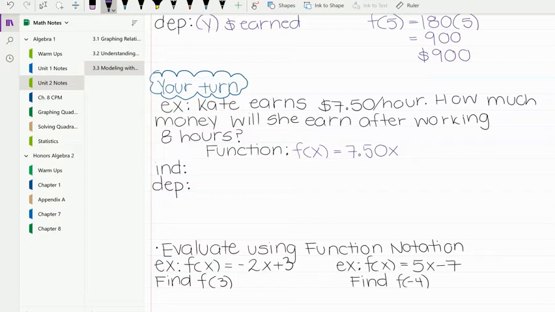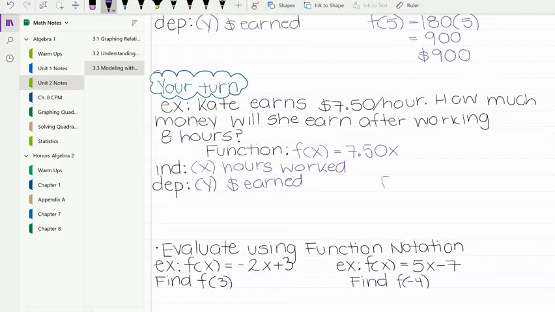So again, independent is x, and that represents the hours worked. And dependent is y, or f of x, and that represents the money earned. And now we need to answer our question. So if Kate works for 8 hours, how much money will she make?